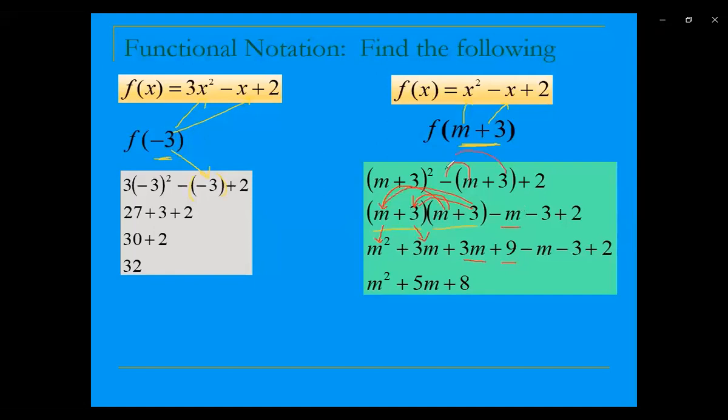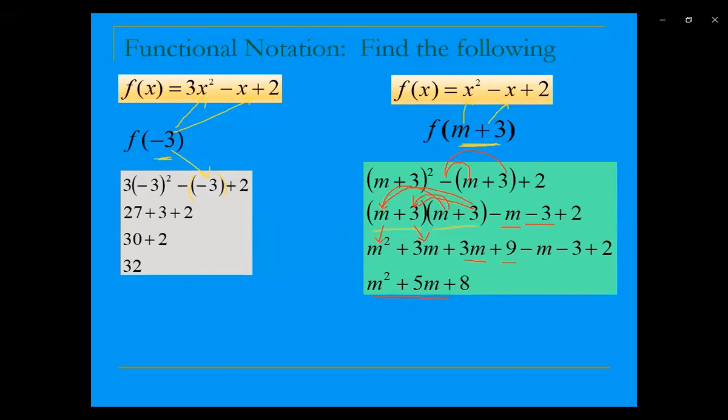3 times -1 will give you -3, plus 2. Then you group like terms and simplify to get this algebraic expression. Okay, so moving on.